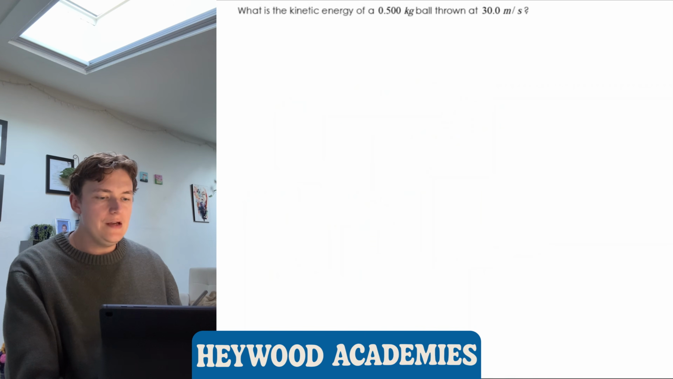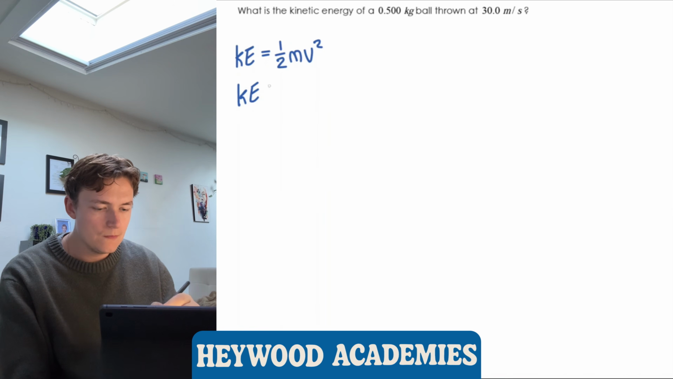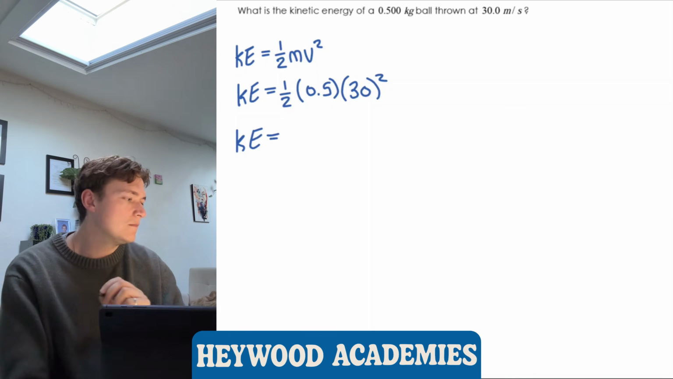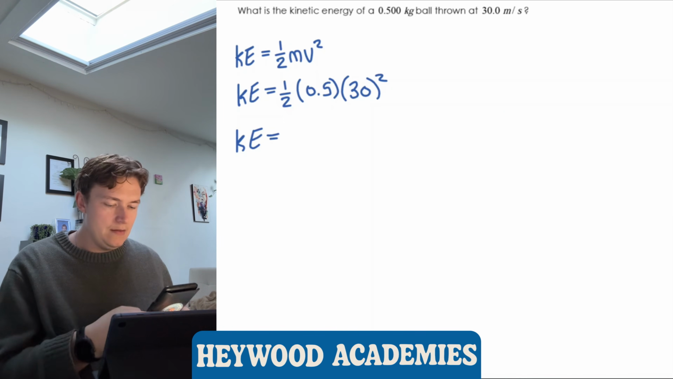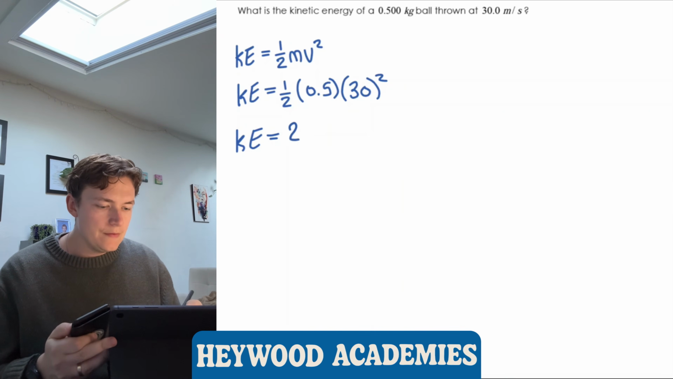What is the kinetic energy of a 0.5 kilogram ball thrown at 30 meters per second? Okay, easy one to finish off this section. Kinetic energy is 1/2 mv squared. And then we just plug our numbers in. We got 0.5 for the mass. We got 30 for the velocity. So now we can plug that in. And don't forget to square it. That gives 225 joules.